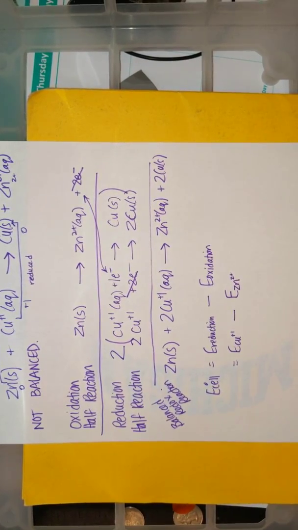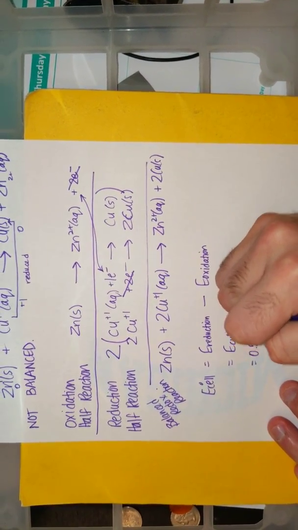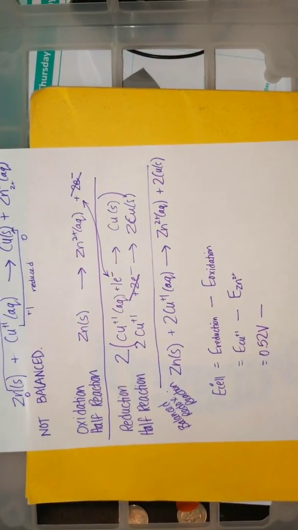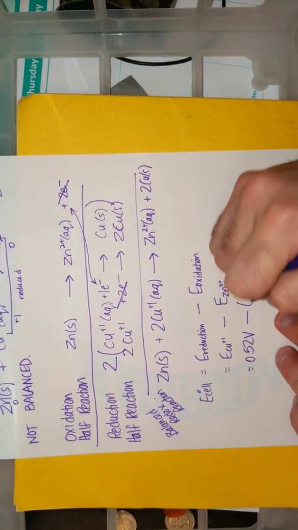All right, and there is a table of values that you will find in your textbook. You can calculate this on your own. The values that I found for E of copper plus 1 is 0.52 volts. Minus for zinc 2 plus, it is negative 0.76.